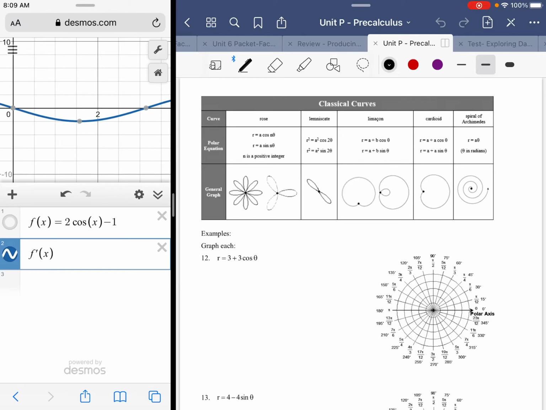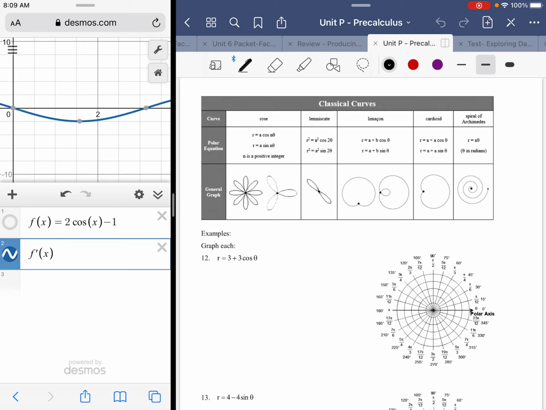So we're looking at page 12 of the Unit P packet. We're talking about classical curves, specifically related to polar functions. These curves are really important because if there is a way to model them using ordinary function notation, it's not the kind of notation you would expect to be able to put in explicit form, y solved as a variable in terms of x, right? Or at least not easily.